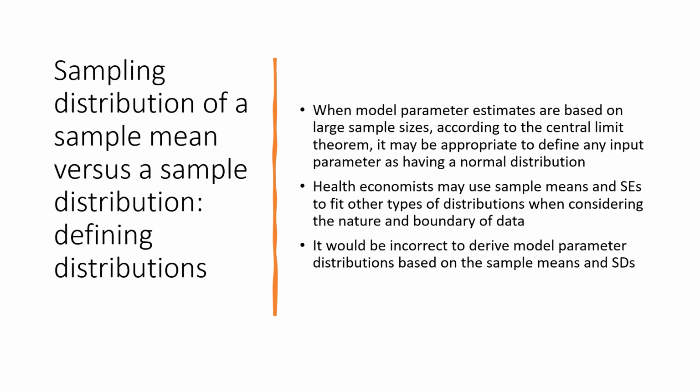distributions of samples. When model parameter estimates are based on large sample sizes, according to the central limit theorem, it may be appropriate to define any input parameter as having a normal distribution, using sample mean and standard error. In practice, health economists may use sample means and standard errors to fit other types of distributions when considering the nature and boundary of data, such as gamma distributions for costs to prevent negative values and beta distributions for health state utilities to ensure a range from 0 to 1.